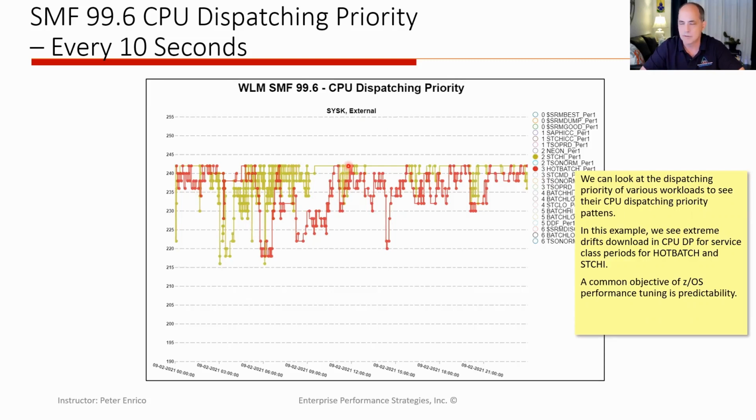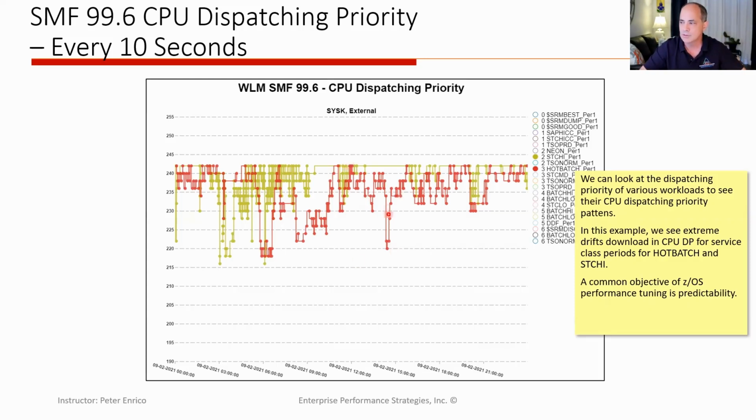There are cases where they're reversed, where hot batch is above STC high or equal to STC high, and we gain those insights. Maybe not the best example in this case, but if you want to see, for example, what's the CPU dispatching of batch high versus batch medium versus batch low? What's the dispatching priority of DB2 regions relative to CICS regions relative to something else? That's what's useful about looking at these measurements of the CPU dispatching priority. You get to see who's running above who and how WLM is actually changing those measurements.